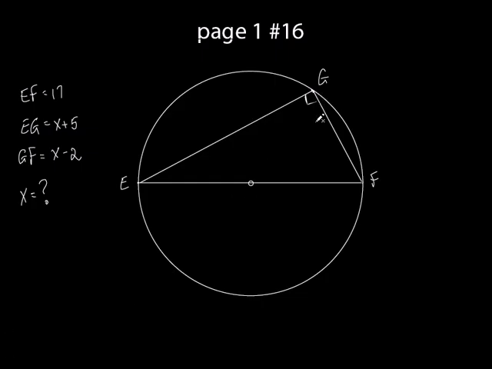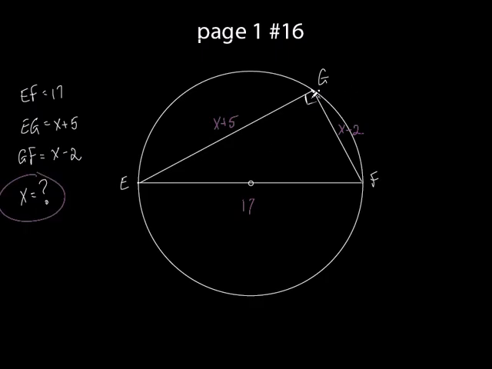Now, if you understand that this is a right angle, let's put some stuff in here that we know. Let's do this in a different color. EF is 17, so this whole thing is 17. This side right here is the hypotenuse of the right triangle. EG, which is this side right here, is x plus 5, and then GF is x minus 2. So this little segment right here is x minus 2. And what we're trying to do is solve for x.